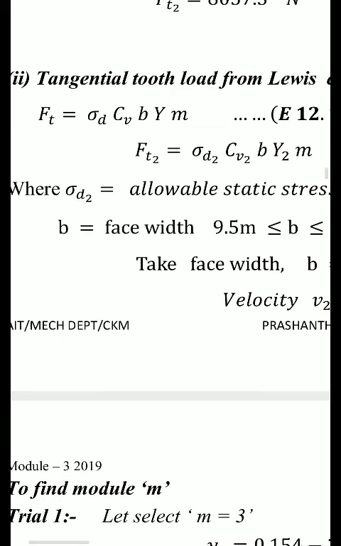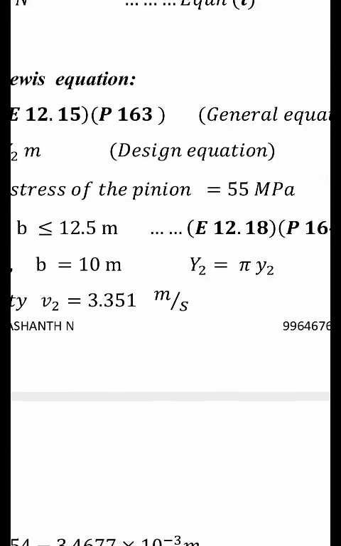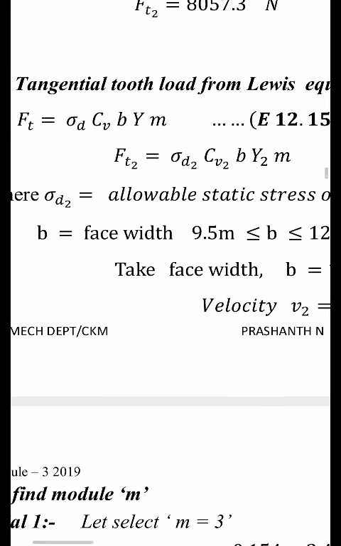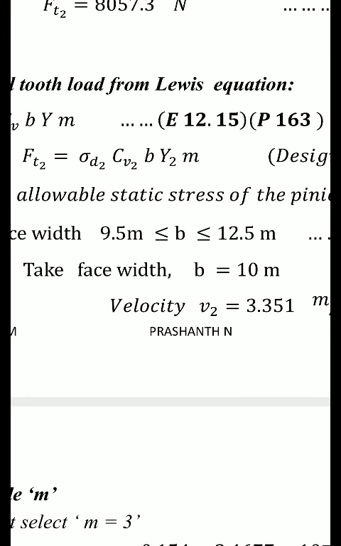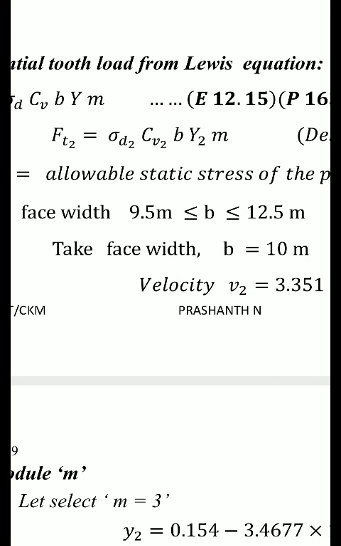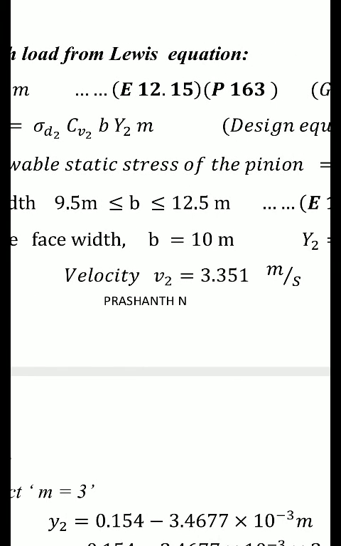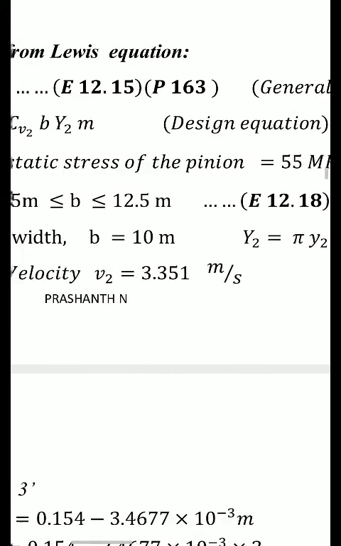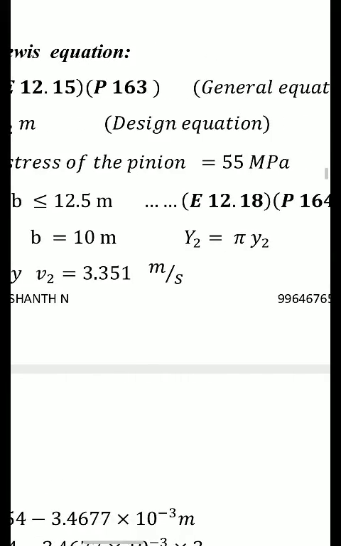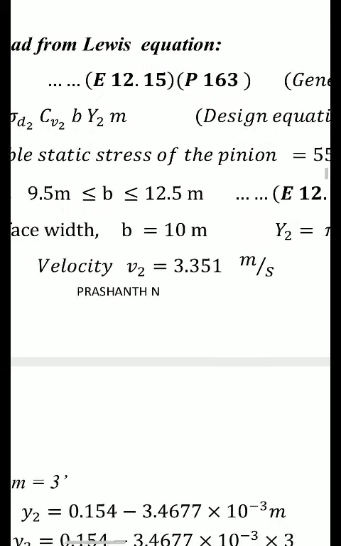Okay, find out the sigma D2. Already we know 55 megapascals in the data book we will get. Next, b is equal to face width, 9.5 m less than or equal to b less than or equal to 12.5 m. Take the standard value of face width b is equal to 10 m, m not meter but module. Next, Y2 is equal to pi into Y2. Okay, next find out the V2 value.